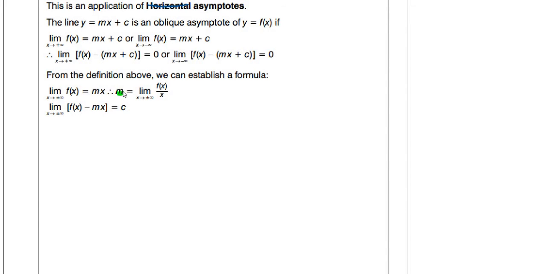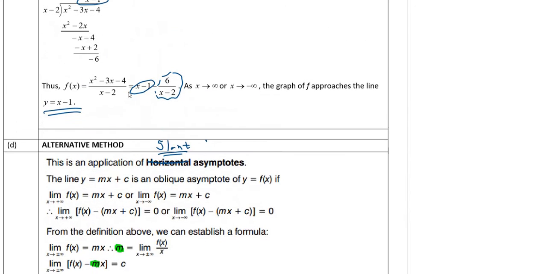This m that you have calculated here, you're going to use here. So whatever it is there, you're going to use here. To find your c, your y-intercept, you're always going to take your f minus that m, so f minus mx. Work that out, and then find the limit to infinity of that. That will give you your c value. And therefore you will then have the slant asymptote.